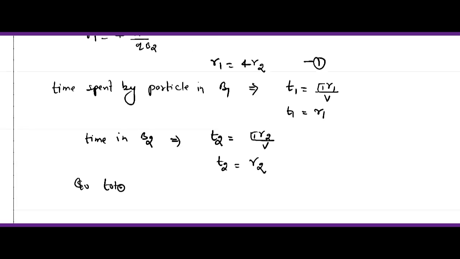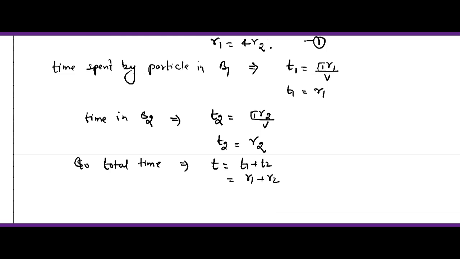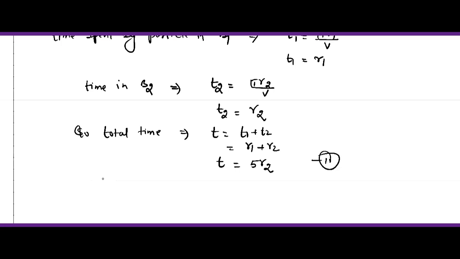So total time will be equal to T equals to T1 plus T2, and by putting value of T1 and T2, it will be equal to R1 plus R2. And from relation 1, by putting value of R1 equals to 4 times of R2, the time spent will be equal to 5 times of R2. This is relation second. Now we will find distance traveled by particle along x-axis.